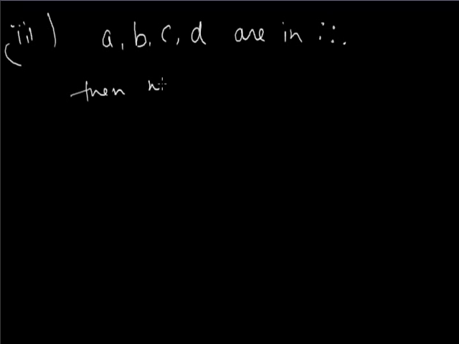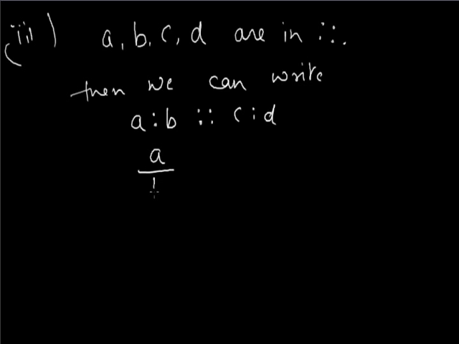Now the third concept being that if a, b, c and d are in proportion, then we can write a is to b is proportional to c is to d. A ratio b in its fractional form can be written as a divided by b, which is proportional to c ratio d, and c ratio d can be written as c divided by d in its fractional form.